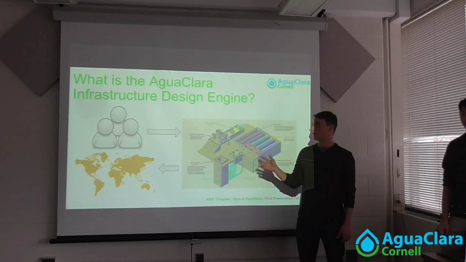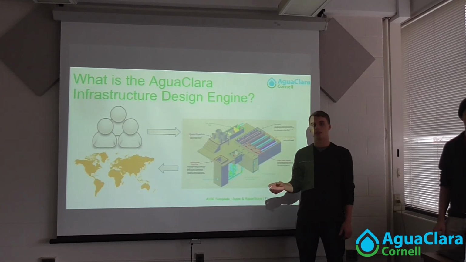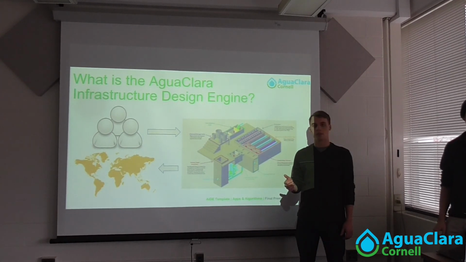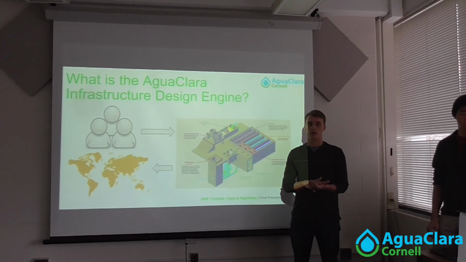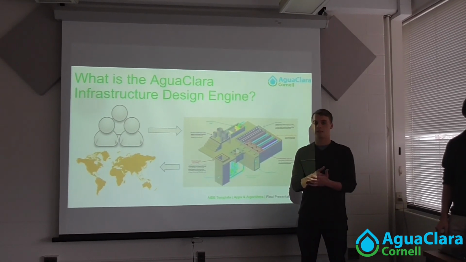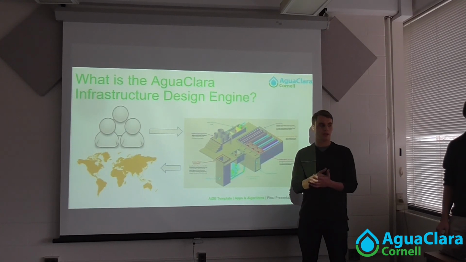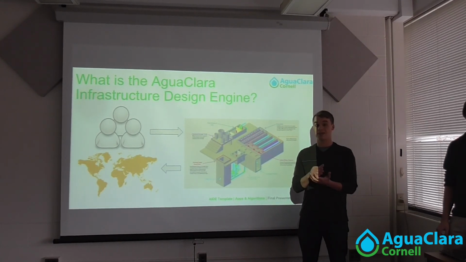So the AquaClear Infrastructure Design Engine is the process we use for different communities of different sizes and populations that have different demands for drinking water, which allows us to make tailored plans for each individual community. AquaClear AIDE, this template, redesigns 3D models on a program called Onshape. This allows us to make very dynamic and specific plans for every community we work for.